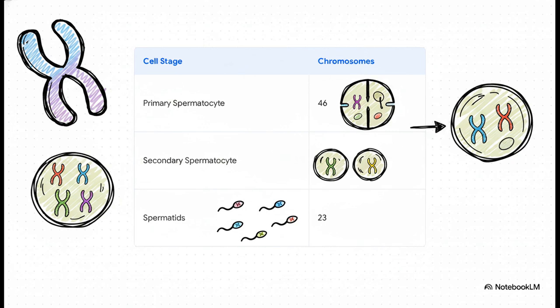Now, this brings us to an absolutely crucial point, the chromosome count. Pay attention because this is super high yield for your exams. The primary spermatocyte starts out with 46 chromosomes, so it's a diploid cell. But after that first meiotic division, the secondary spermatocyte only has 23 chromosomes. And those final spermatids, they also have 23 chromosomes. They're haploid cells. This is essential, guys, because the sperm has to combine its 23 chromosomes with the ovum's 23 chromosomes to make a human with 46.